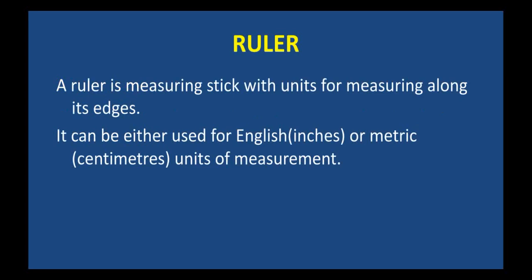Now we come to the ruler. This is also given in our syllabus, so we need to concentrate majorly on how we are going to read the measurement using the ruler. The ruler is another measuring device that is used to measure the length of an object. A ruler is a measuring stick with units for measuring along its edges. It can be used for English inches or metric centimeter units of measurement.